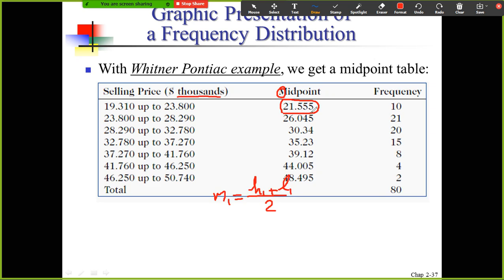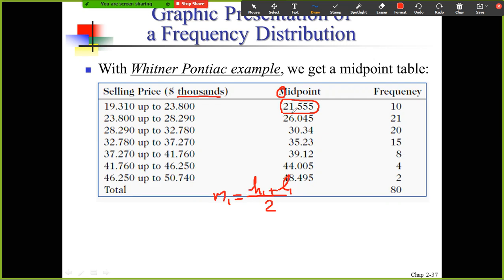21.55. It means 21,555. But this thousand separator is not a comma, it's a point. A point means a decimal. So 21 point, not 21,000, because it takes thousand already here. That's why 21. Okay, so 21.555 comes from 19 point, just both of them, add them together, divided by 2 in short.